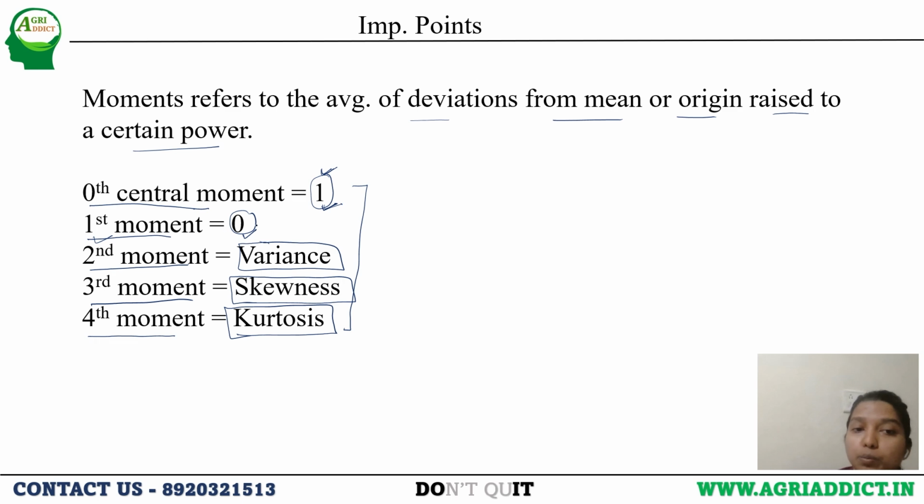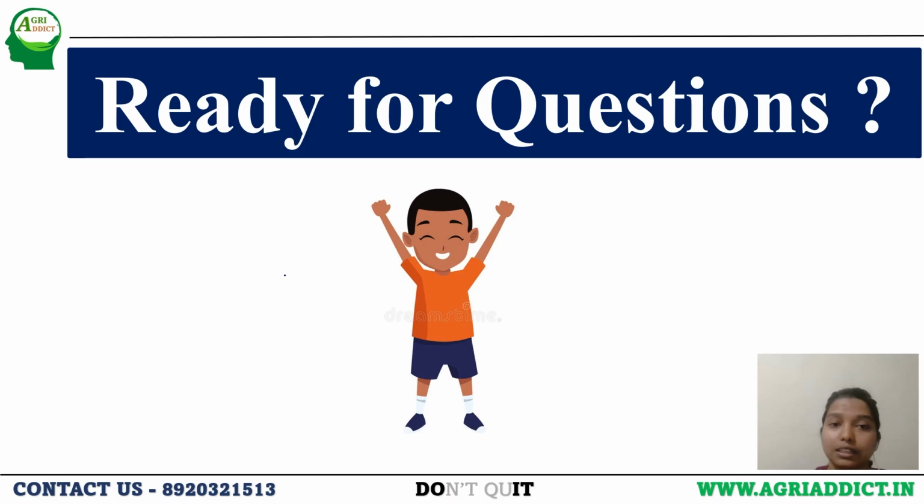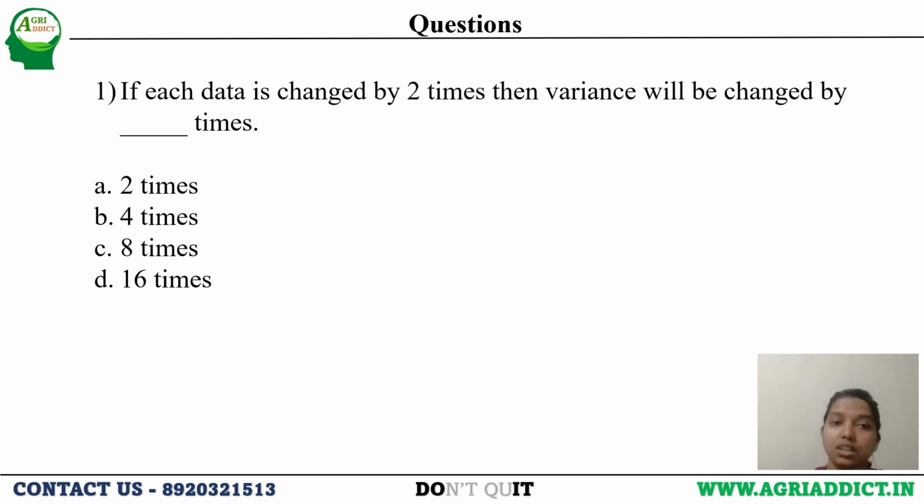First moment, it will be 0. Second moment, it will be variance. Third moment, it will be skewness. And the fourth moment, the answer will be kurtosis. Okay. Let's move to the next slide. So let's start with the questions.